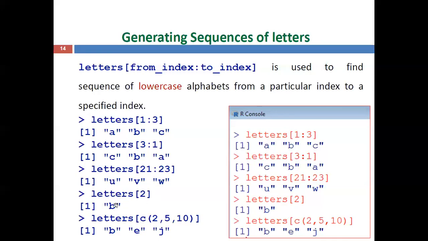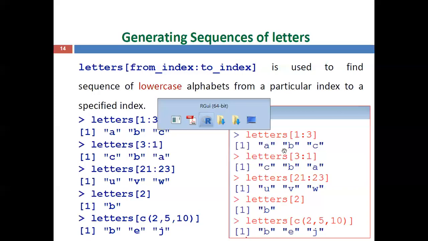2 means b. Then using a vector with random values also, using the combine function, letters of c of 2, 5, 10. That means it displays the second letter, fifth letter, and 10th letter. The second letter is b, the fifth letter is e, the 10th letter is j. So like that, we will display a range of letters with lowercase combinations using small letters.